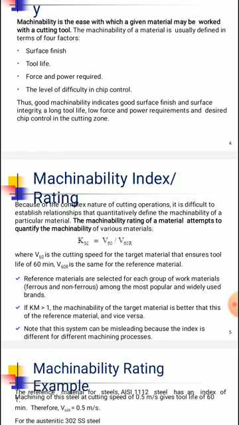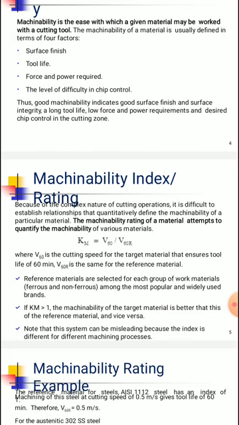It can be simply explained as, where V60 is the cutting speed of the target. Whatever the cutting speed for the target material is, it is denoted by V60. And what does that 60 mean over there? It means that it ensures a tool life of 60 minutes. Now, what does V60R mean? R denotes the reference material.